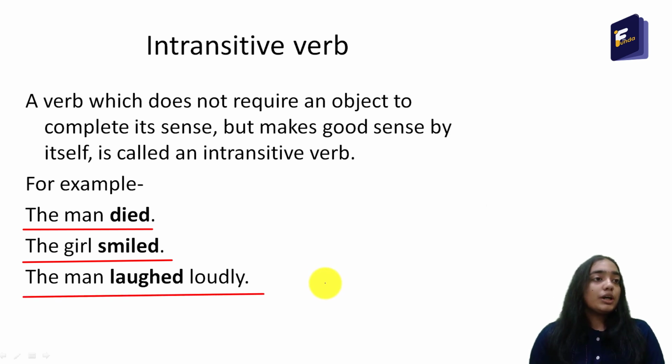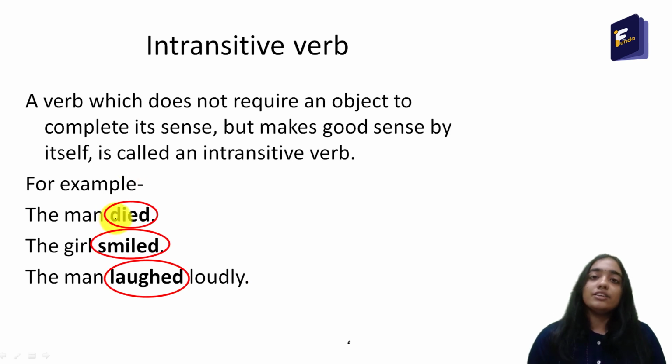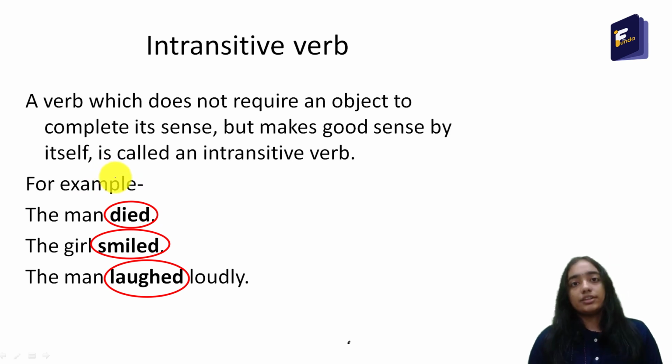Here you may ask a question: there is another word, loudly, so we are writing something else after laughed, so why is it intransitive? This is because loudly is not an object. If I only write the man laughed, the sentence will still make complete sense. Loudly is just an extra word that I am adding. So it is not the object in this sentence. That is why the word laughed is intransitive. So all these words in bold, that is died, smiled, laughed, are intransitive.